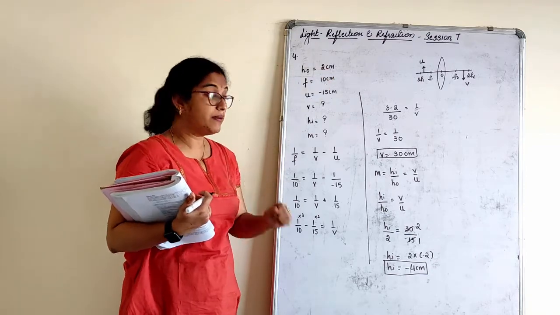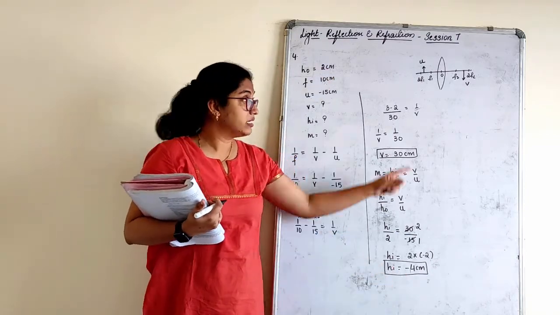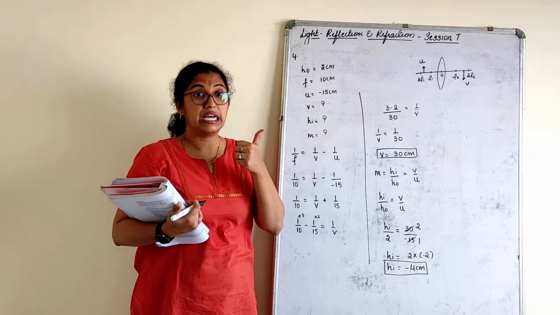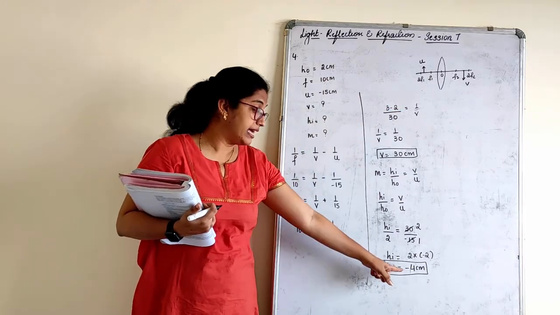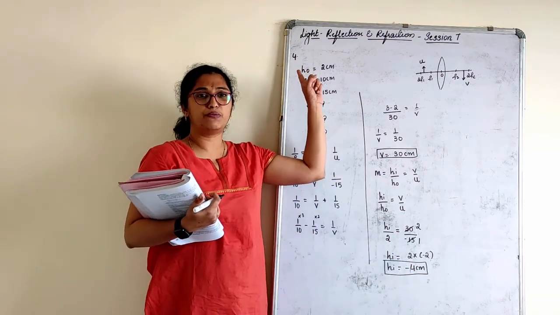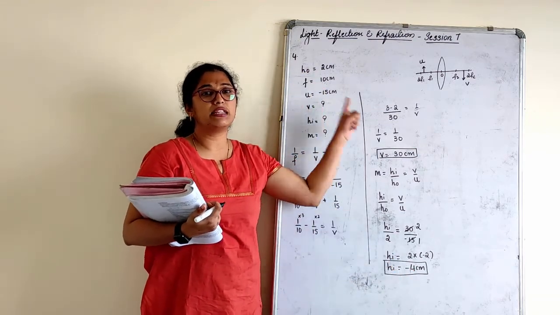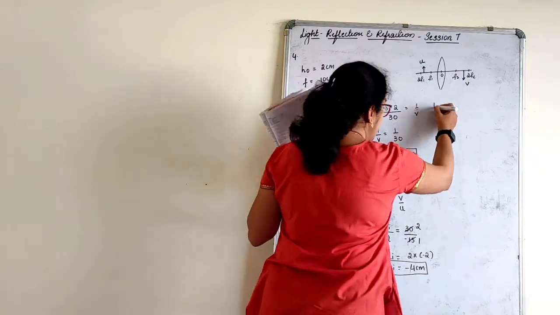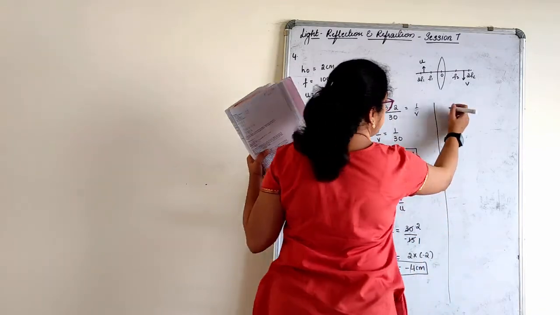Okay, it is minus 4 centimeter. Object was 2 centimeter. So what is the nature? Nature of the image is real, inverted and enlarged. You can make out from this, right? Because it is 4. It is more than the object size. Image size is more than the object size. At last you can give the conclusion once again.